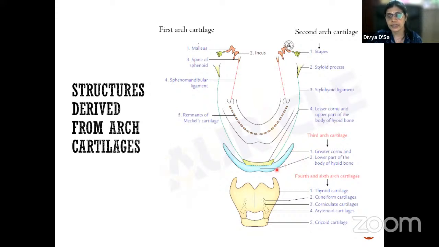Third arch cartilage, we have the lower part of the body of the hyoid bone and the greater horns, the greater cornu. And fourth and sixth arch, we have the formation of thyroid cartilage, cricoid cartilage, arytenoid, corniculate, and cuneiform. They are all the cartilages of the larynx, formed from the fourth and sixth arch.